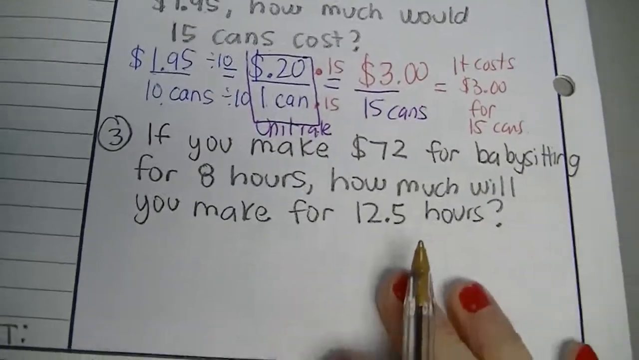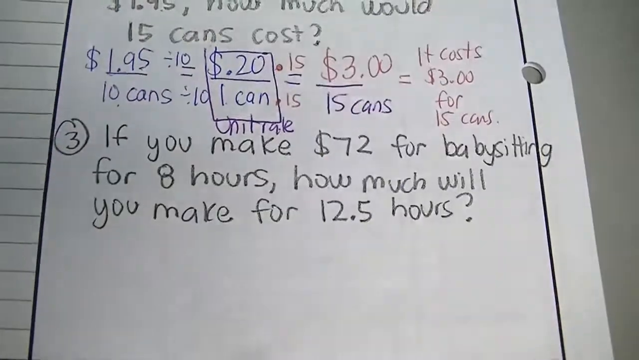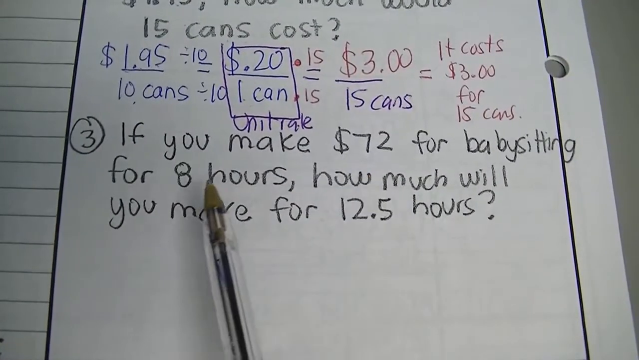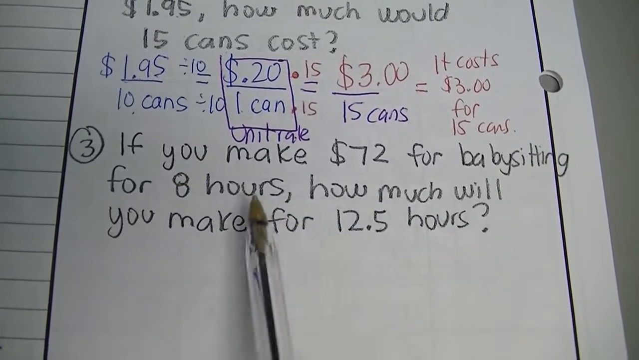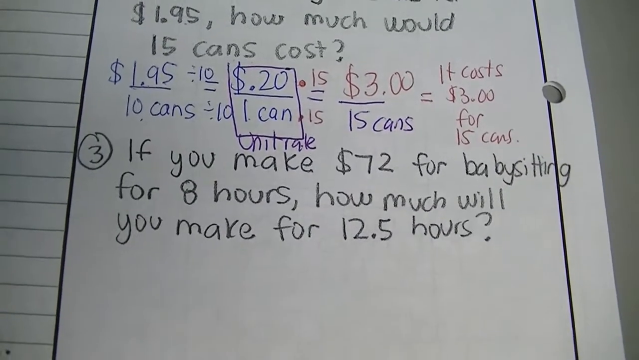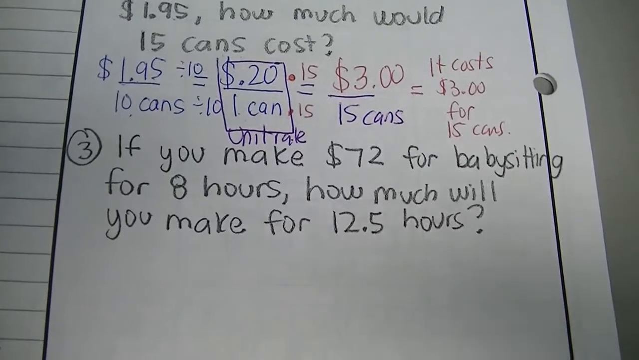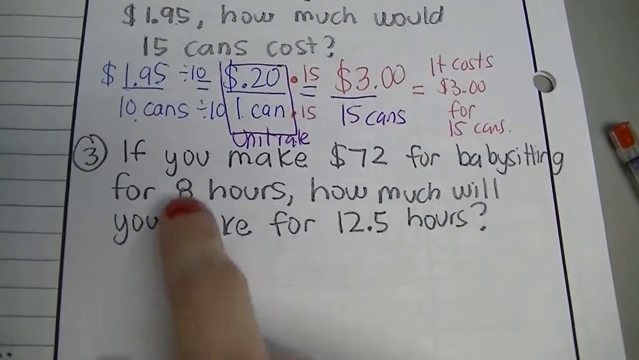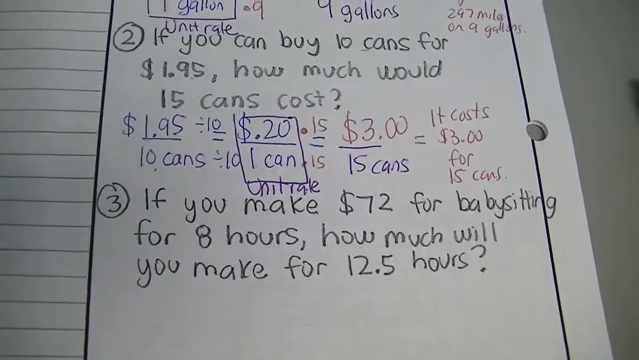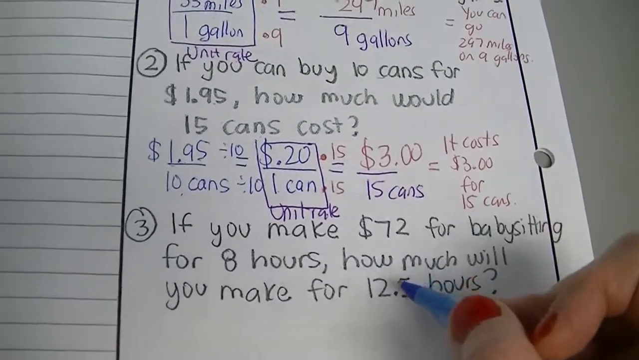You should pause the video and see if you can do number 3 on your own. If you make $72 for babysitting for 8 hours, how much will you make for 12.5 hours? Again, there's no unit rate. It doesn't say, hey, you make $12 an hour. It doesn't say anything like that. Or $5 per hour. If it said something like that, then boom, you would know that's the unit rate. However, it doesn't give you that. So you have to figure out the unit rate by first figuring out the rate.